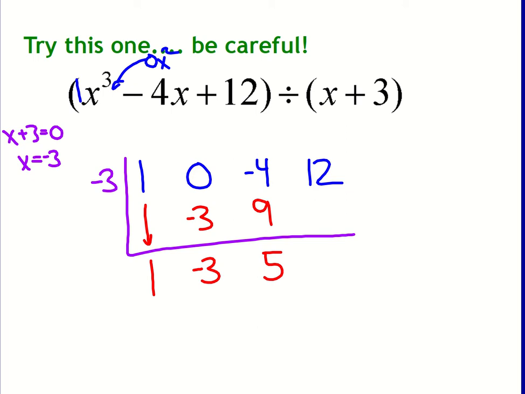Then I multiply. Negative 3 times 5 is negative 15, and then I add. And now I just have to write out the answer. So let's look at the original problem.